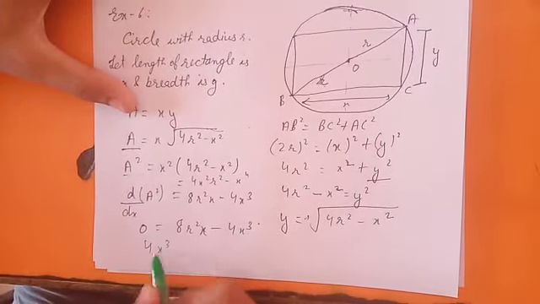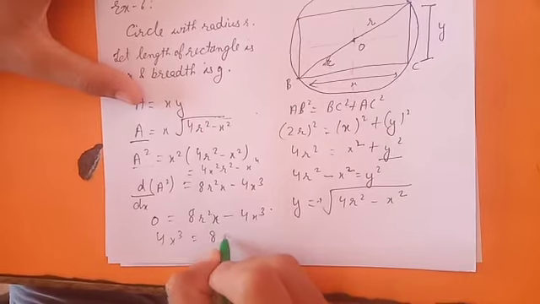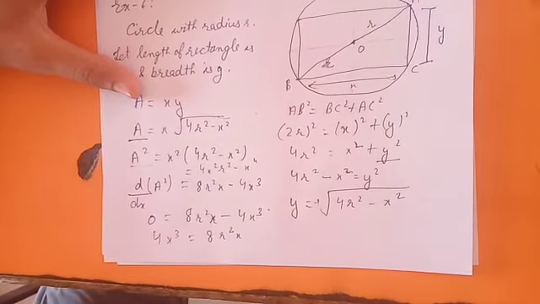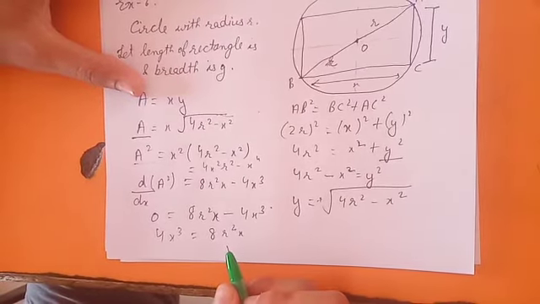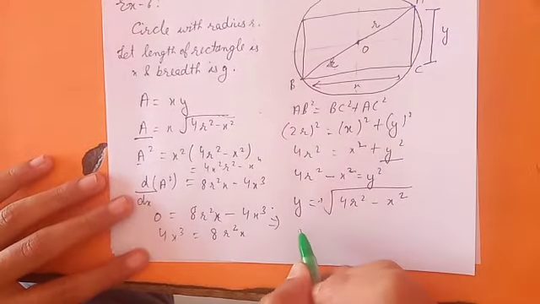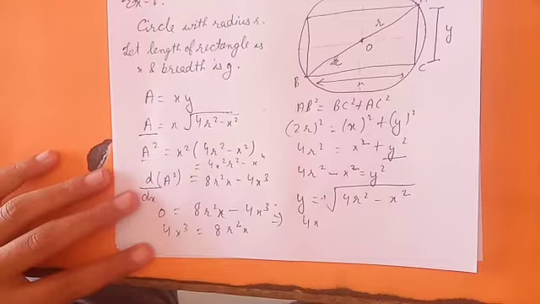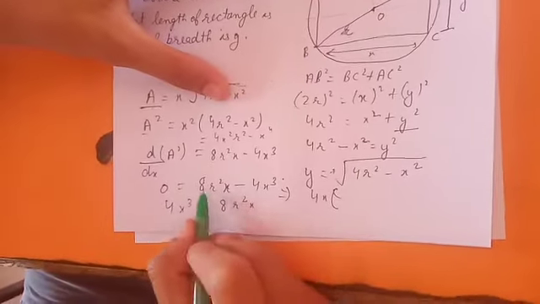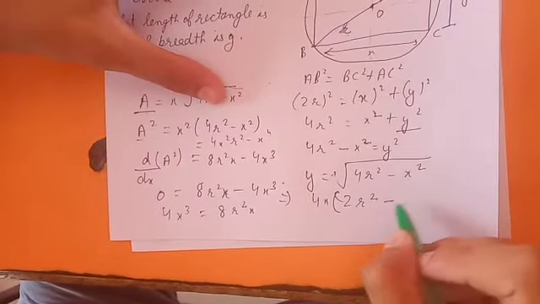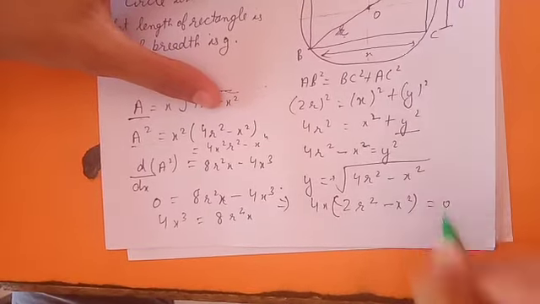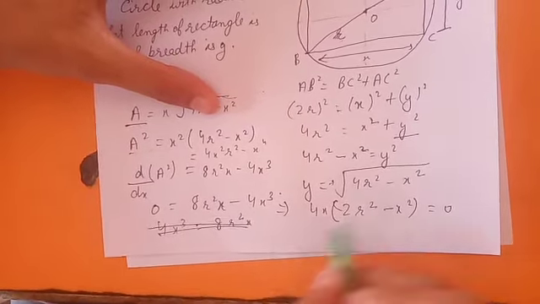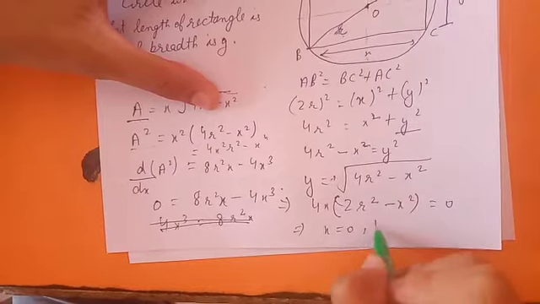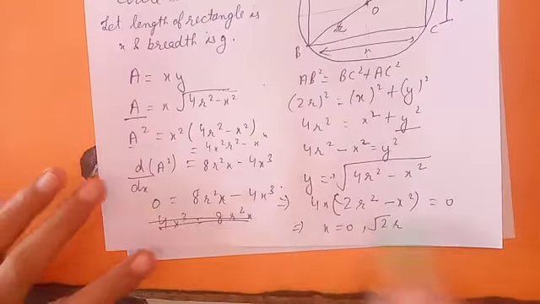So 4x cube is equal to 8r square x. Or first of all, from this step we can take 4x common, and if we take 4x common, what we get is 4x times 2r square minus x square. This whole will be equal to 0. So from here what we get is either x is 0 or x is equal to root 2r, to make our whole equation 0.